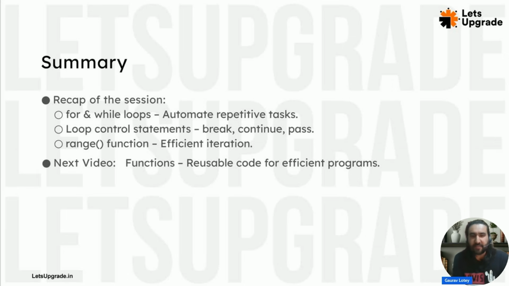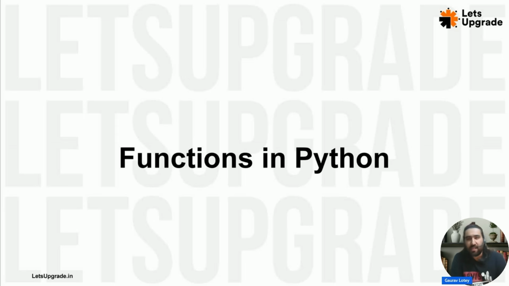So for summary, we have explored for and while loops. We understood how loop control statements work, such as break, continue, and pass, and how powerful certain functions like range can be when combined with for loops. We have discussed how loops help us automate repetitive tasks.